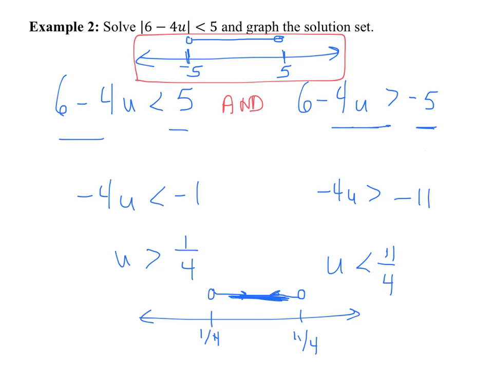Okay, and we knew that because of the fact that this was an and statement to start. We knew we should get a result with a shaded region in between because of the fact that we had this symbol in the beginning. Okay, we had a less than symbol with the variable term over here telling us that this quantity is somewhere between -5 and 5, while the actual solution for u, not for 6 minus 4u, is between 1/4 and 11/4.